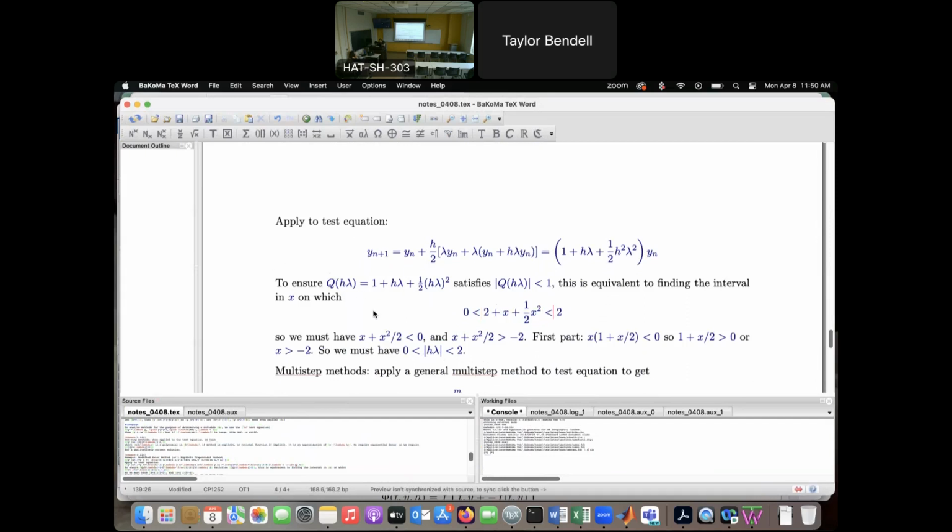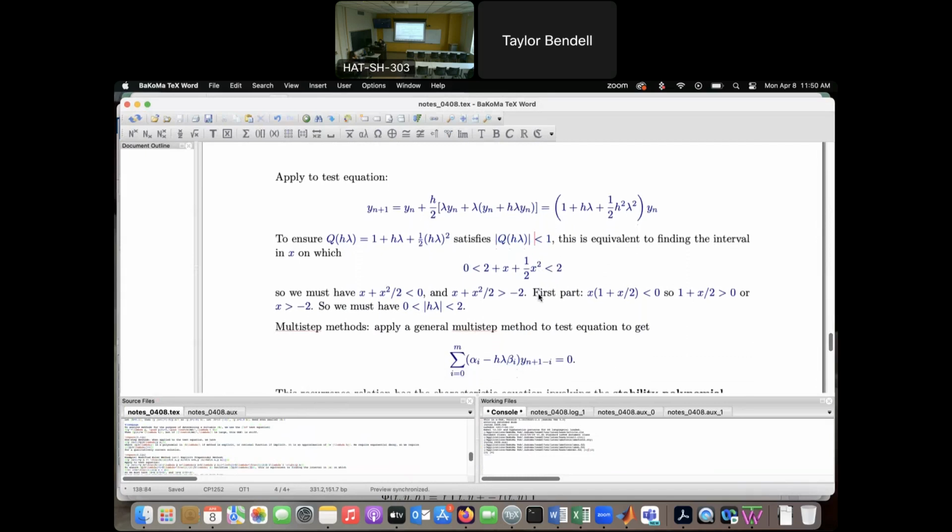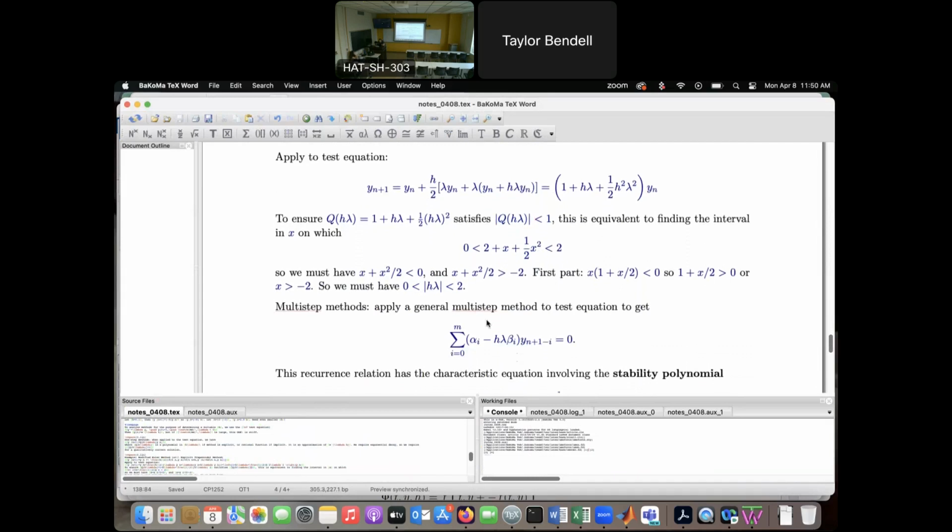So this is the kind of thing we get for a one-step method. We need this condition to be satisfied. What about multi-step methods? Again, you apply your method to the test equation, and we end up with this recurrence relation, which is a different recurrence relation than last time when I was covering zero stability, because zero stability is determined entirely by the alphas in your multi-step method. But now for determining the correct solution to the test equation, the betas come into play also.